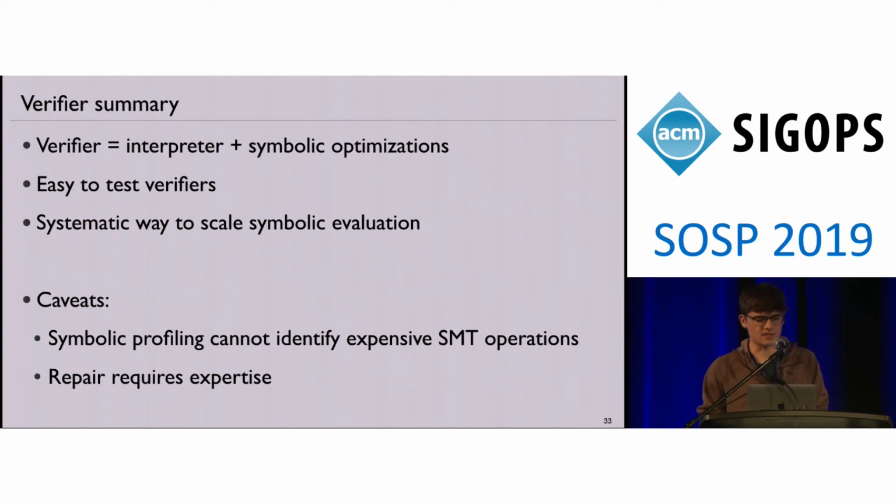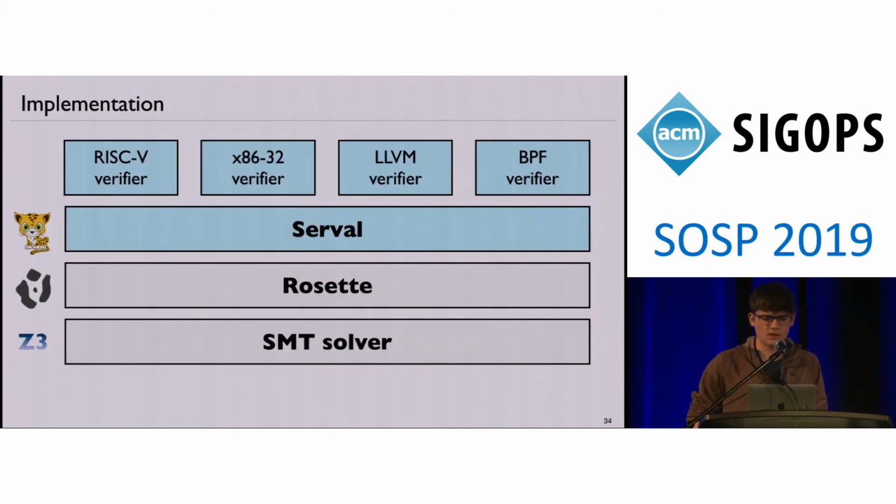Some caveats of this approach are first that symbolic profiling can't directly identify expensive SMT operations, such as nonlinear arithmetic like multiplication. And second, like regular profiling, it can give you an idea of where a problem might occur in the program, but it can't tell you what the fix is. So repairing these verification bottlenecks still requires expertise. Because Serval allows us to rapidly develop verifiers, Serval actually comes with verifiers for RISC-V, x86, LLVM, and BPF.